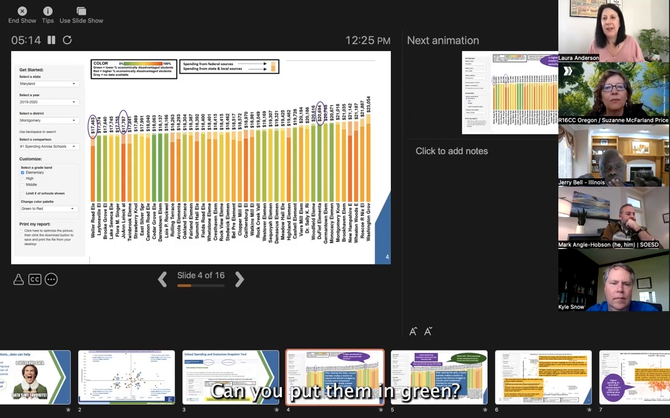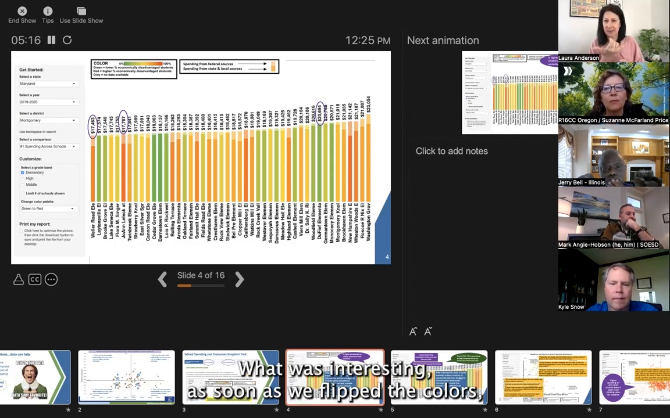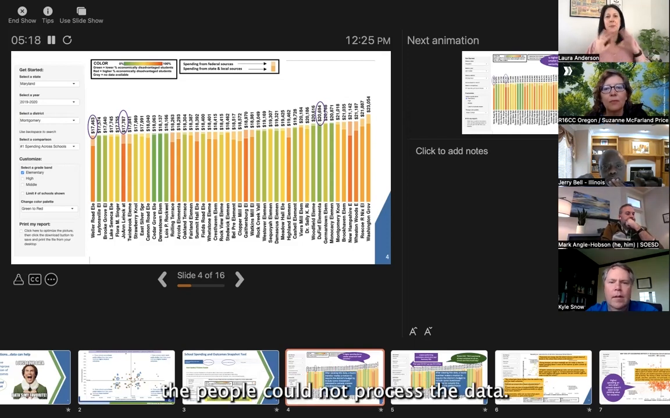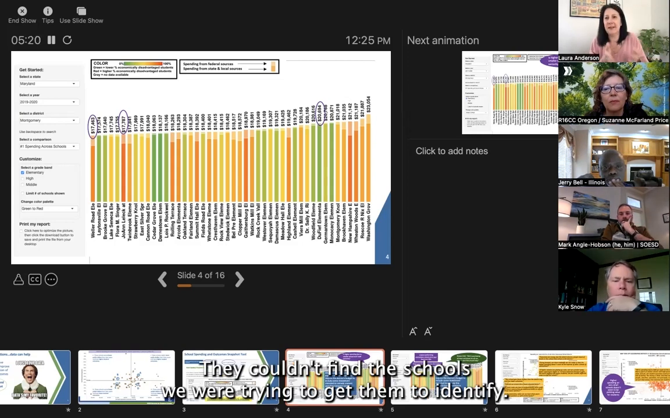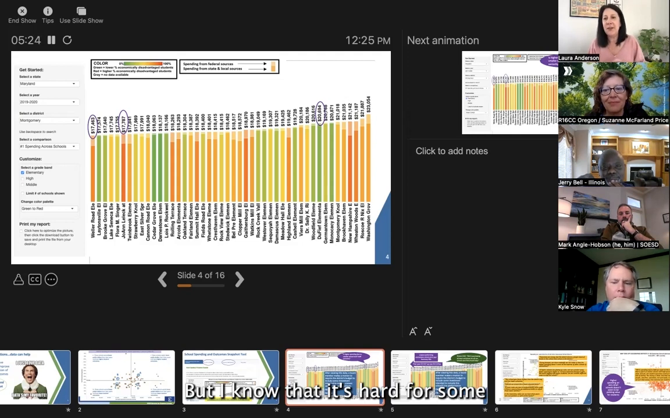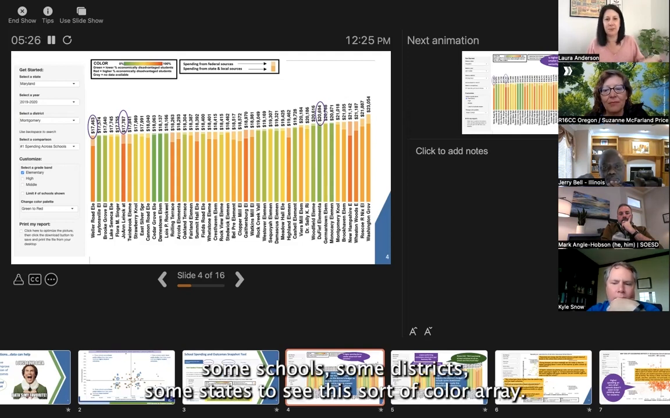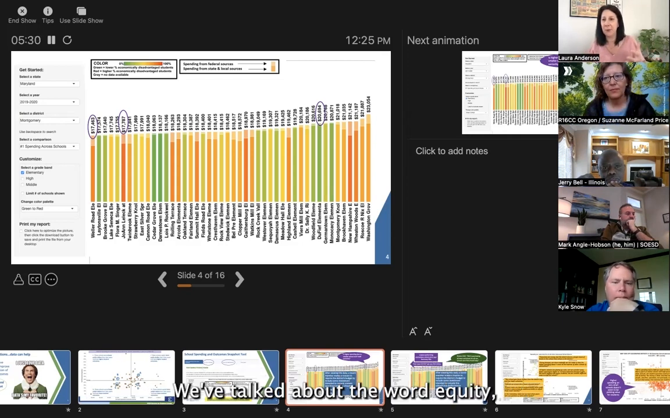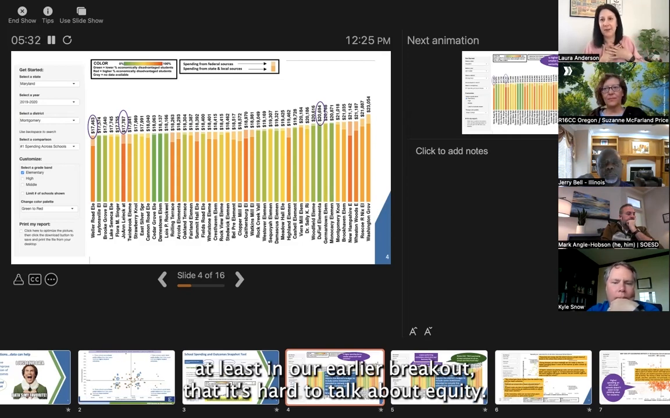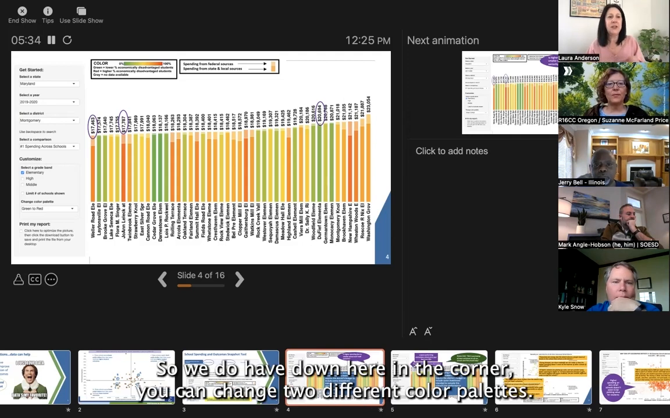Can you put them in green? But what was interesting, as soon as we flipped the colors, the people could not process the data. They couldn't find the schools we were trying to get them to identify. But I know that it's hard for some schools, some districts, some states to see this sort of color array. We've talked about the word equity, at least in our earlier breakout, that it's hard to talk about equity. So we do have down here in the corner, you can change to different color palettes.